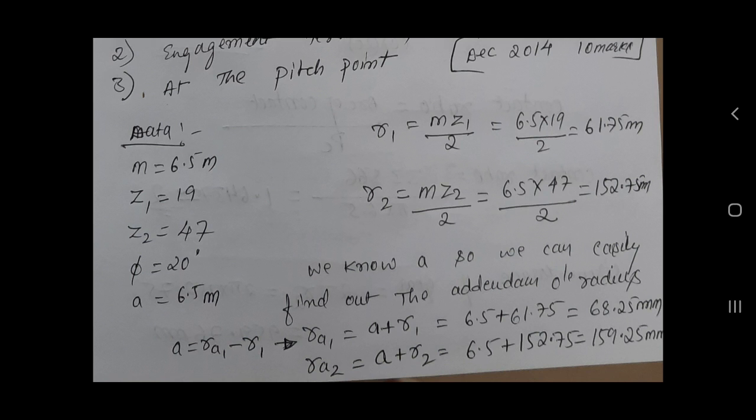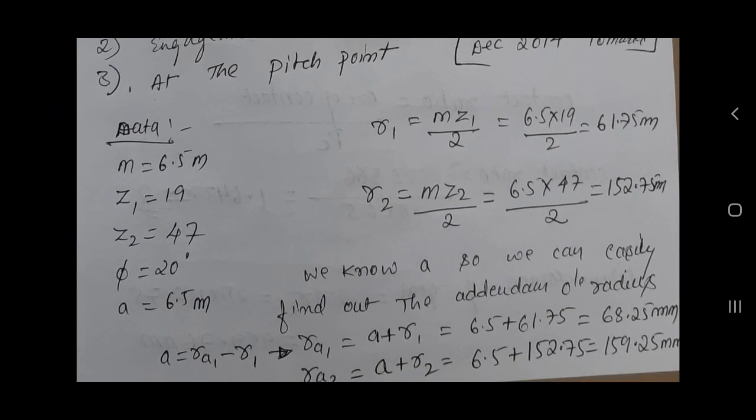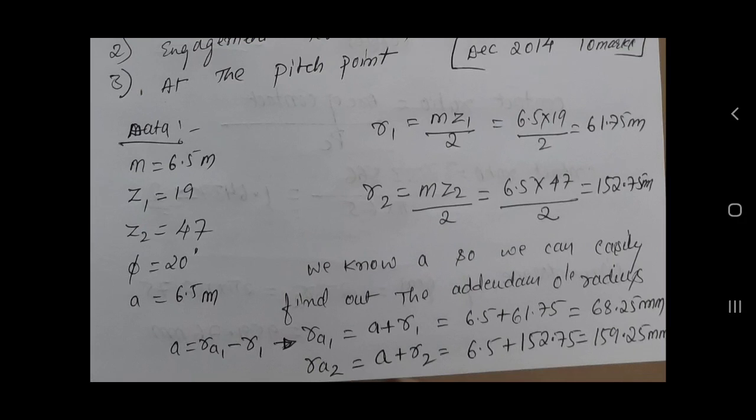Similarly, RA2 is equal to A plus R2, where A is 6.5 and R2 is 152.75 millimeter. The solution is 159.25 millimeter. Here we come to know R1, R2, RA1 and RA2.